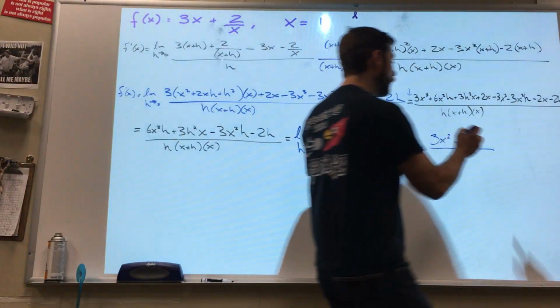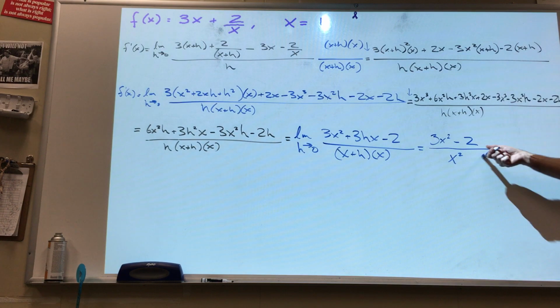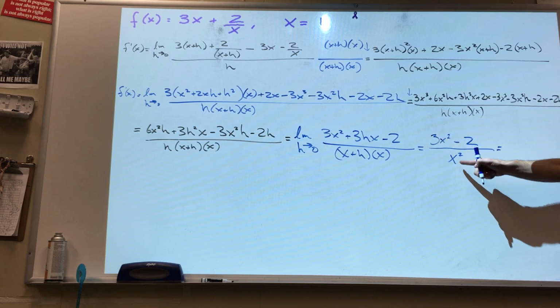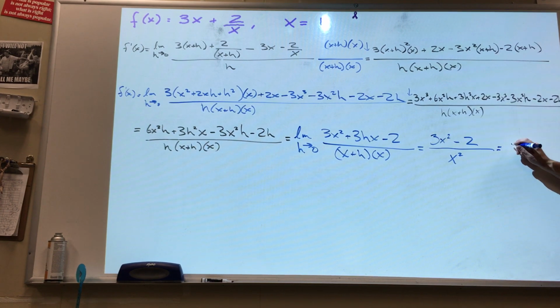Now, if you get as far as that, you can plug it in, but I'm going to clean it up for you. So I've got 3x squared over x squared, which is just 3, minus 2 over x squared. So I'm boxing it so that I can find it later, but that's not my answer to the problem, right? We did a lot of work, but make sure we go back and write the equation of the tangent line here in a second.